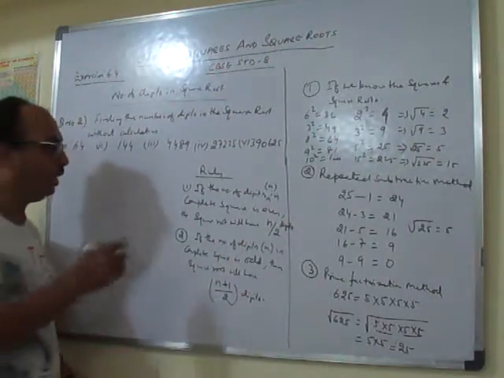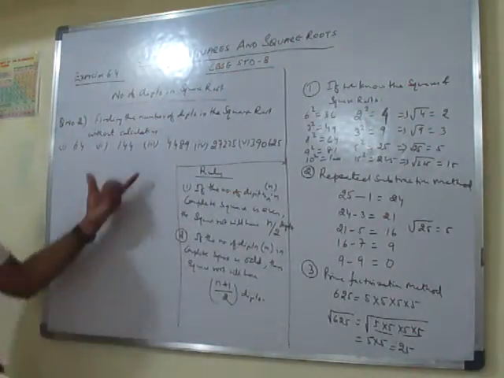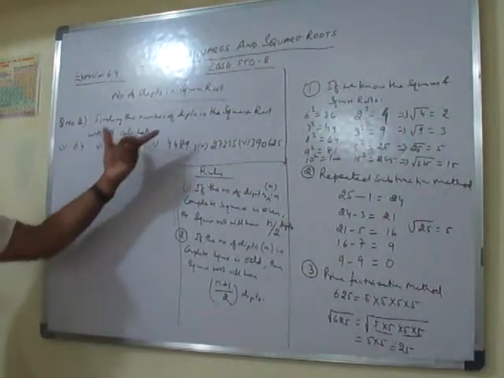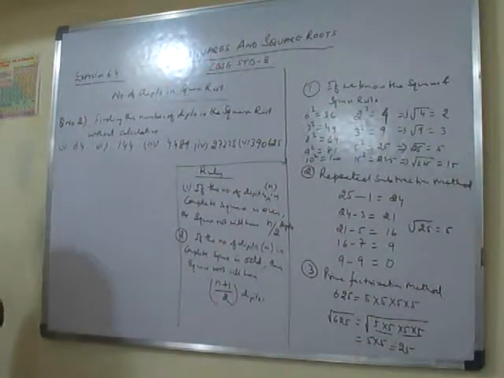So these 2 rules, actually, we are going to utilize for finding out the number of digits in the square root for these complete squares. Okay, so these 2 rules are being followed.